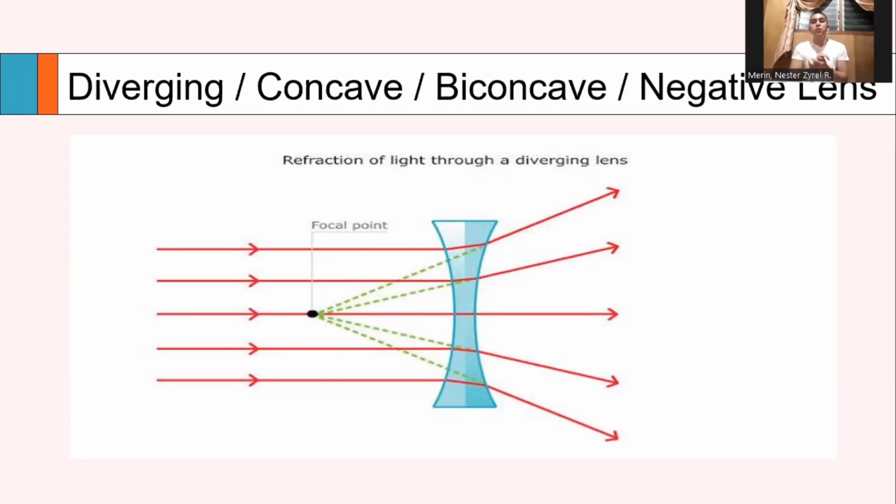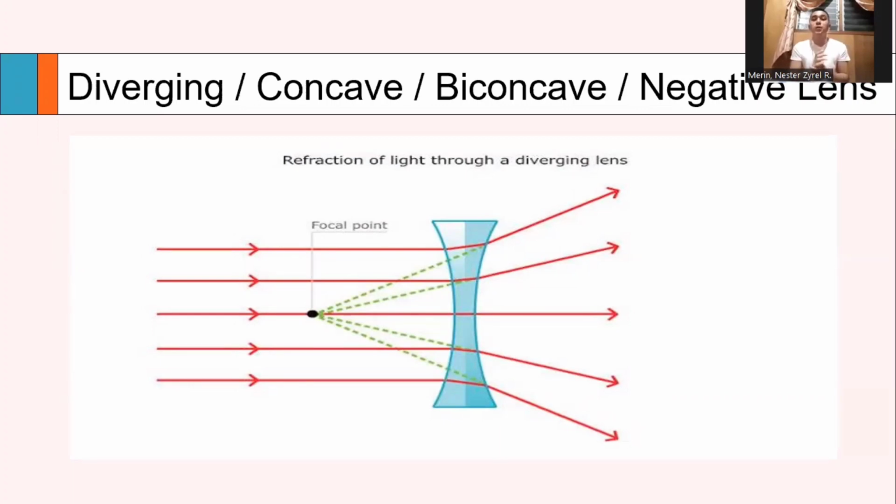A great example of this is the flashlight. If you observe, the flashlight contains a light bulb inside. When we turn it on, the light will enter the concave lens, and when it goes outside, the light will be expounded or widened.